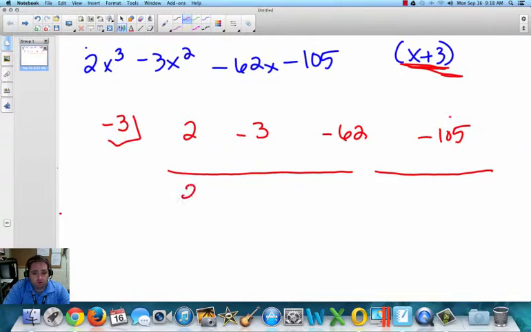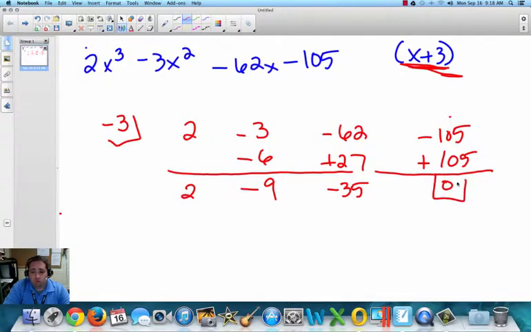So I drop down the 2, and then 2 times negative 3 is negative 6. I add these two numbers, which gets me negative 9. Multiply again by negative 3, which gets me a positive 27. If I add these two numbers, that's going to get me a negative 35. And then if I multiply by negative 3, I get a positive 105. So that gets me 0. So I know that x plus 3 will divide evenly into this polynomial because I got a 0 right here.